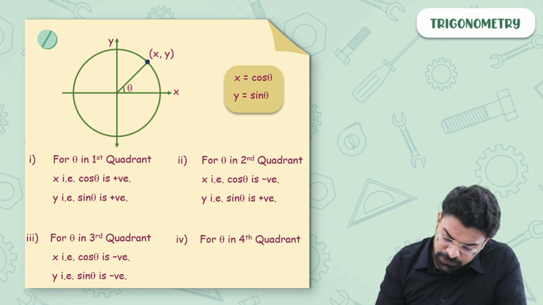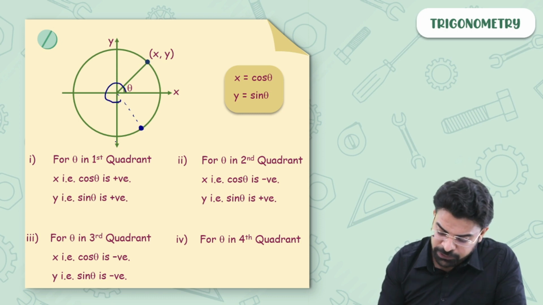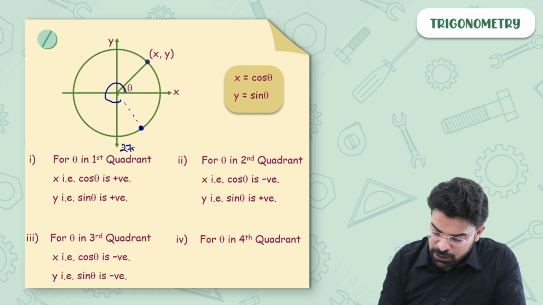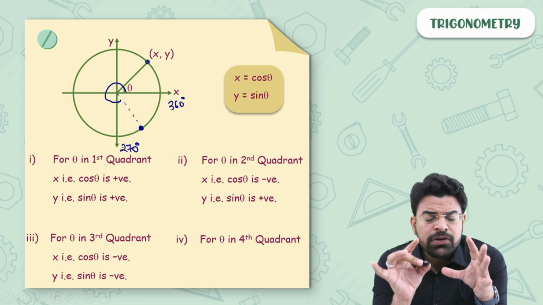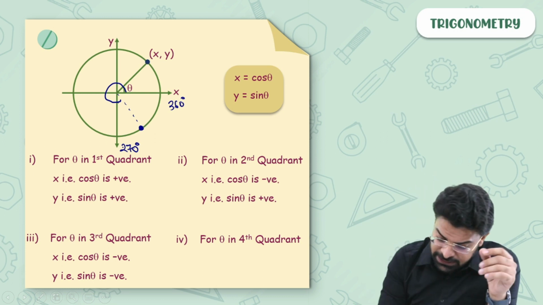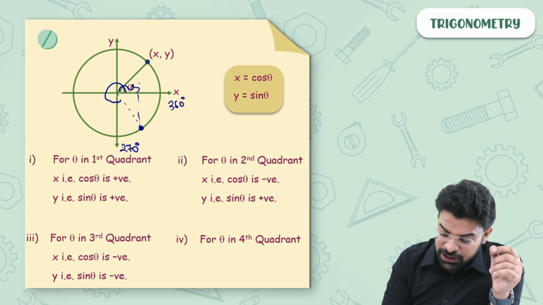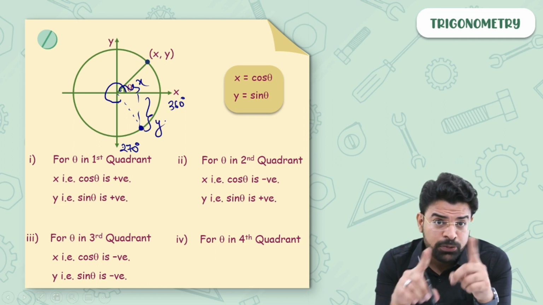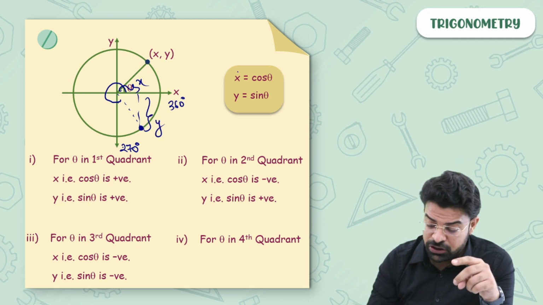If the choice of angle is such that the angle theta lies between 270 degrees and 360 degrees, then you will say, sir, the x coordinate is positive and the y coordinate is negative. If x coordinate is positive and y coordinate is negative, x coordinate represents cos theta.